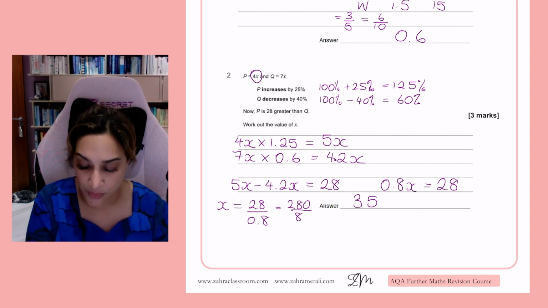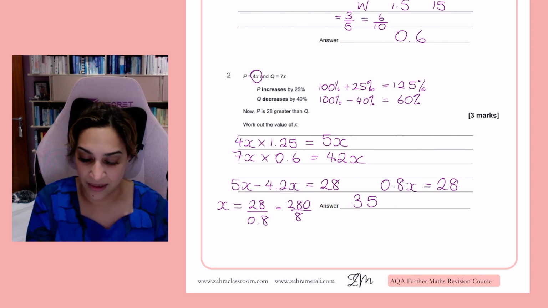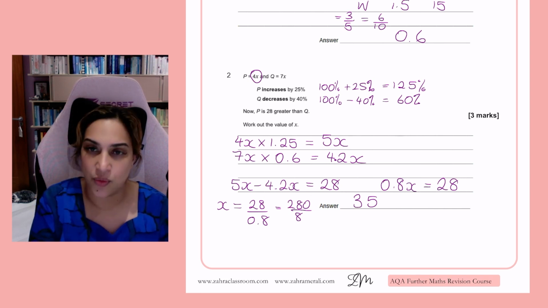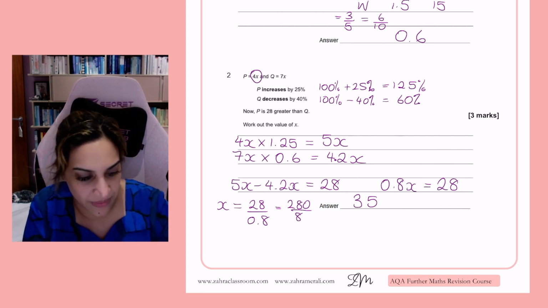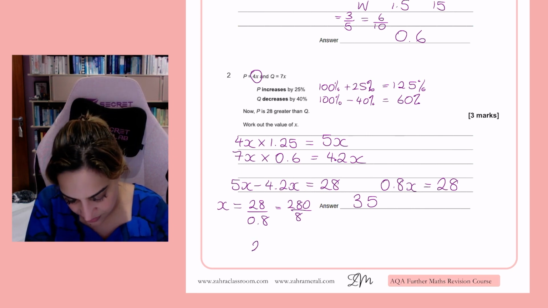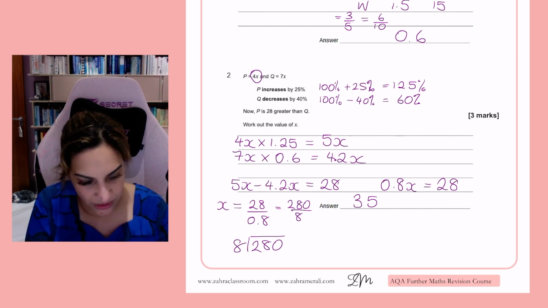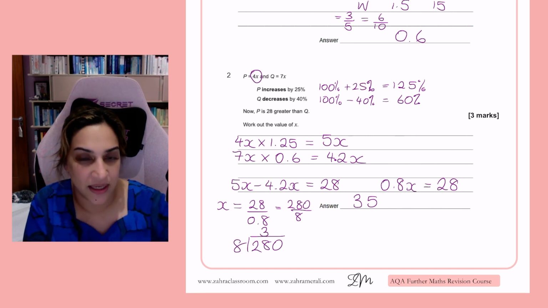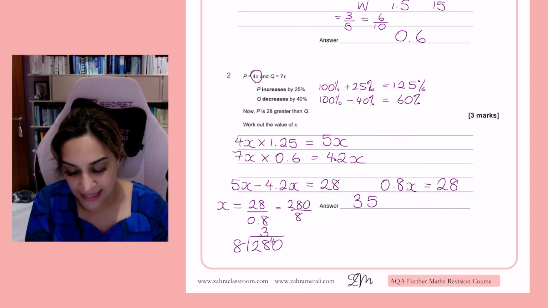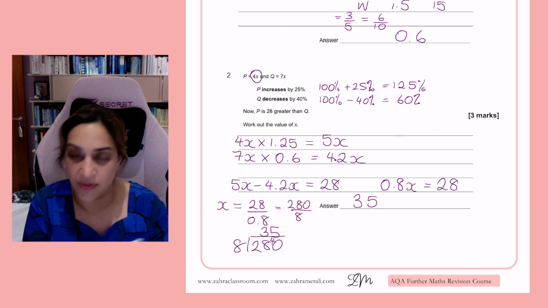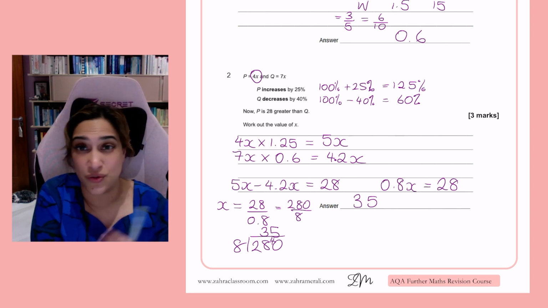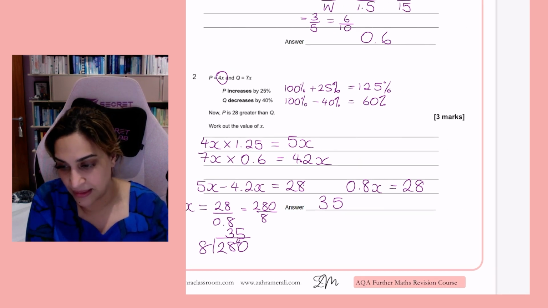Let's do this properly, as opposed to me just showing you. 28 divided by 8: we're going to get 3. 3 times 8 gives us 24, so we've got 4 left. 8 into 40 is 5, and we get the 35. Double checking you're happy with the arithmetic, because you do have the non-calculator paper there.